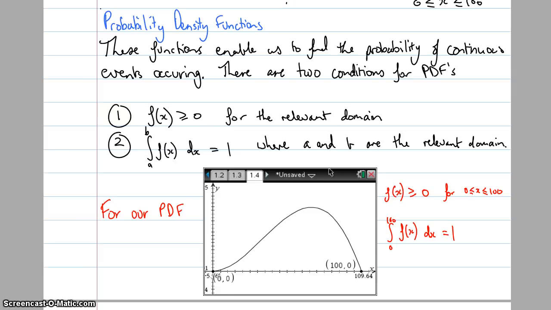Okay, so this is a sketch of the graph that we were looking at before. This is f of x, and so 0, 0 is one x-intercept, and the other x-intercept is actually 100. That 109 is the end of the graph over here, but the x-intercept is 100. So that means the start of the class and the end of the class. And if I do the area between 0 and 100, I should get the answer of 1, and I might just do that to prove it to you.